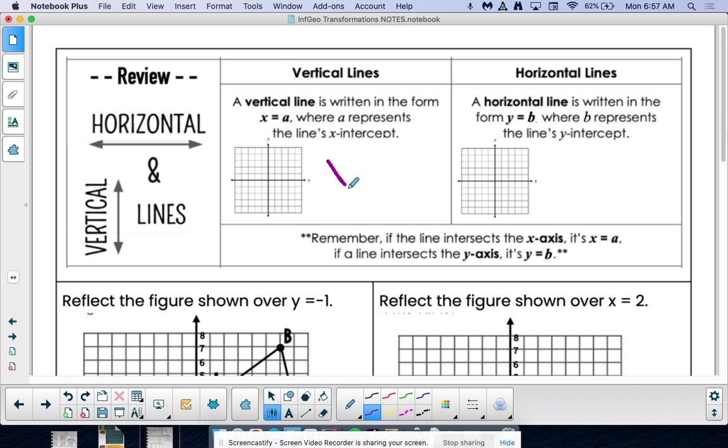So if I wanted to graph a line x equals 2, I'm going to go over to 2 on my x-axis and draw a line straight up and down there. That is the line x equals 2. Now, similarly, a horizontal line is written in the form y equals b, where b is the line's y-intercept. If I want to do y equals 2, I'm going to go to 2 on my y-axis and draw a line through that. Okay? You guys see the difference? Okay, so let's try a few of those.